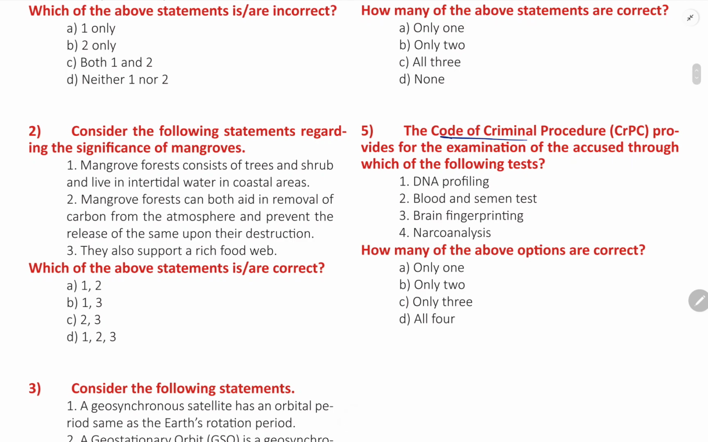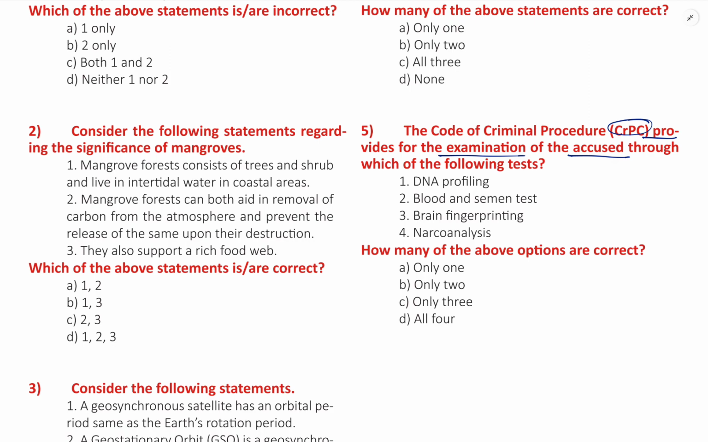The fifth question is: the Code of Criminal Procedure, that is the CrPC, provides for the examination of the accused through which of the following? The first is DNA profiling, blood and semen test, brain fingerprinting and narco test. Now which one of the following is the correct answer? So the correct answer of the given question is B. That is, out of the given 4 statements, only 2 are correct. The question is asking what the CrPC provides for the examination of the accused. If there is some accused, by what process or method could we examine the accused?